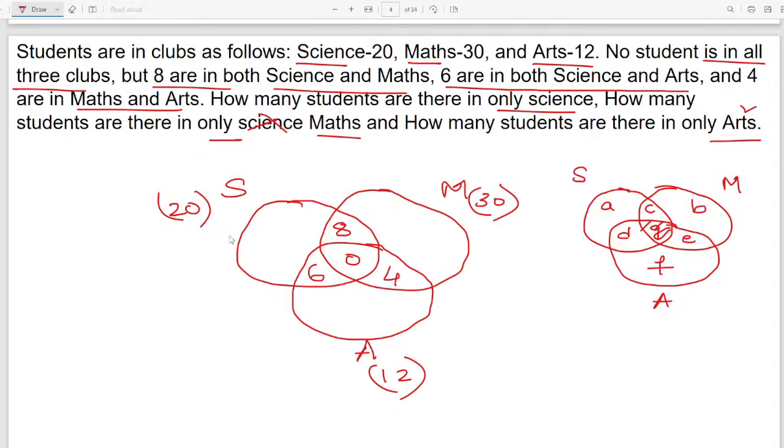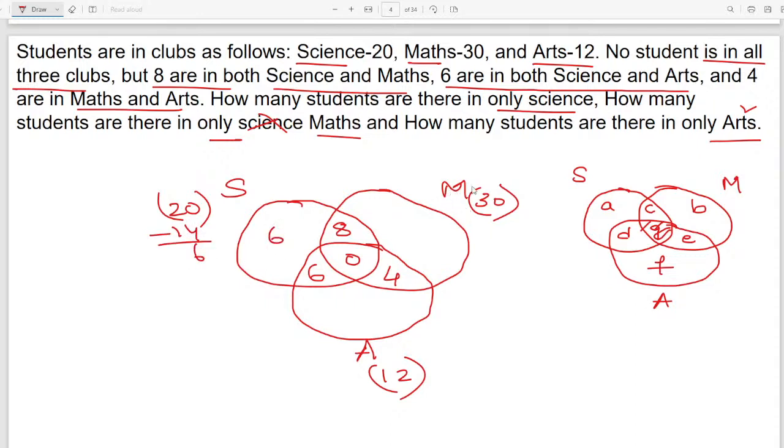Now, they have given that the total number of students who are in the science club is 20. So we already have 8 plus 6, that is 14. Out of 20, if we remove 14, the remaining would be 6. So this one is 6.